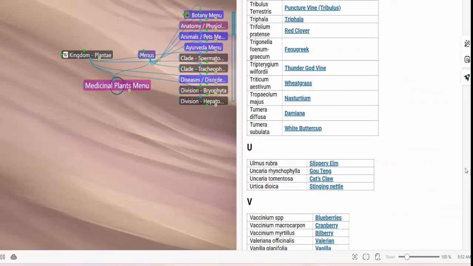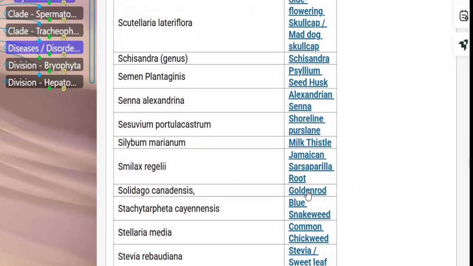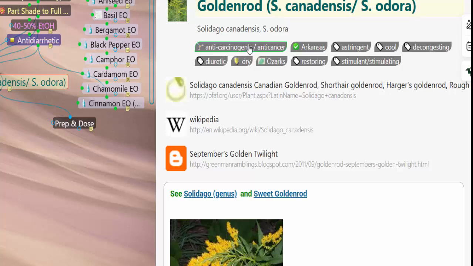So let's scroll down to the S's, and there we go. Solidago canadensis, goldenrod. Click on that. So over on the right, we've got some tags up here. Goldenrod is tagged as anti-carcinogenic. It grows in Arkansas. By the way, all of the plants that grow in Arkansas are tagged this way. And if you were to click on that link, you would pull up all of the plants that grow in Arkansas. It's astringent, cool, decongesting, diuretic, dry, grows in the Ozarks, restoring, stimulant, and stimulating.